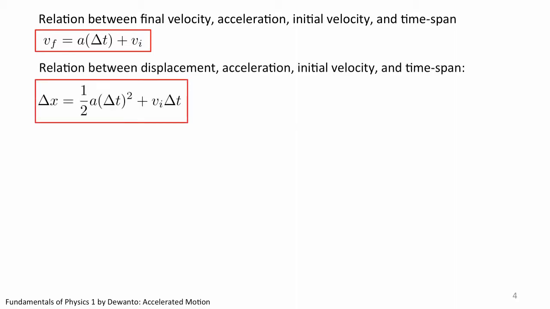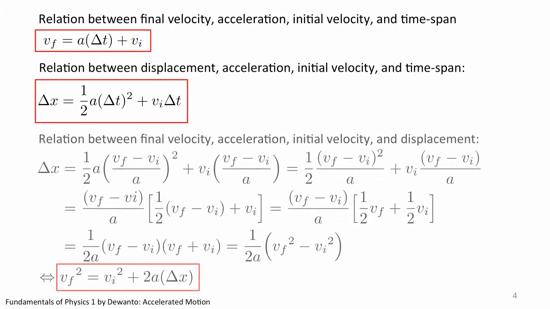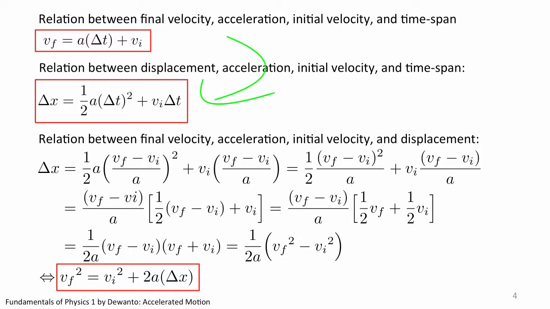Another useful equation is the one where we could eliminate time span. That is the equation which relates final velocity, initial velocity, acceleration, and displacement. I provide the derivation here, which I expect you to work out again for exercise. It is not difficult to derive conceptually, because what I did was simply to substitute the first equation into the second equation to eliminate delta t. These equations are in red boxes. You know what it means.